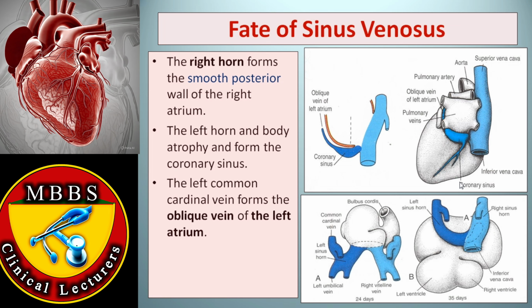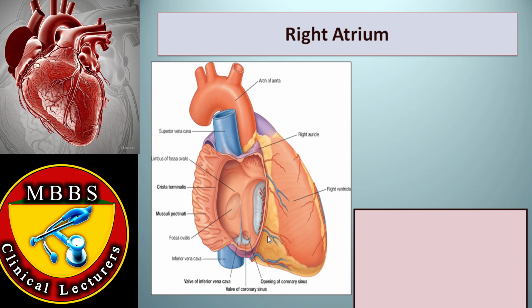So the right horn, when it elongates, incorporates into the primitive atria. So it forms the posterior smooth part of the right atrium, while the left horn becomes atrophied and is converted only into the coronary sinus. The left common cardinal vein forms the oblique vein of the left atrium.